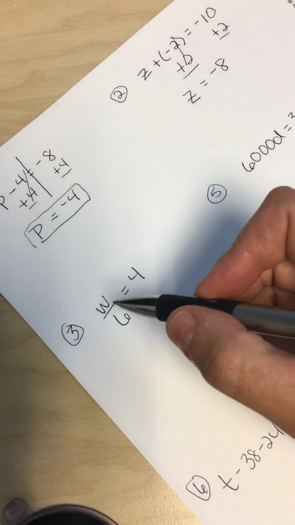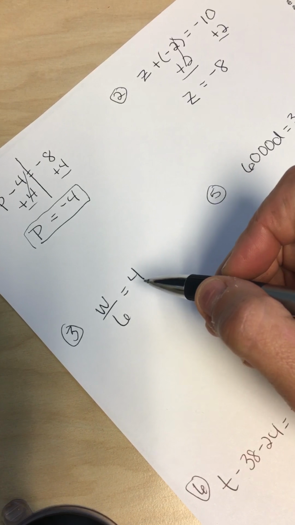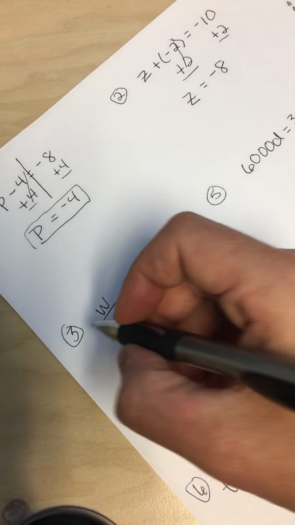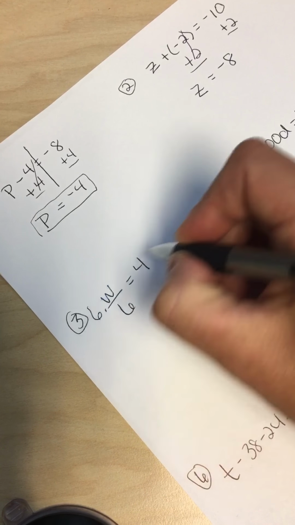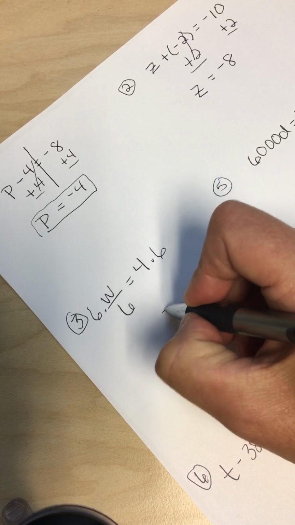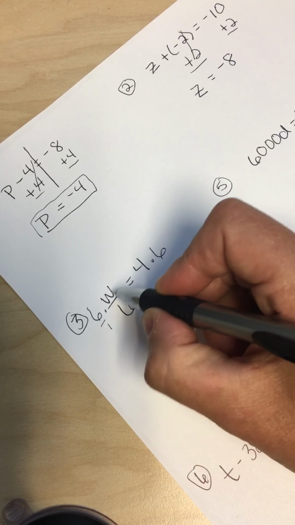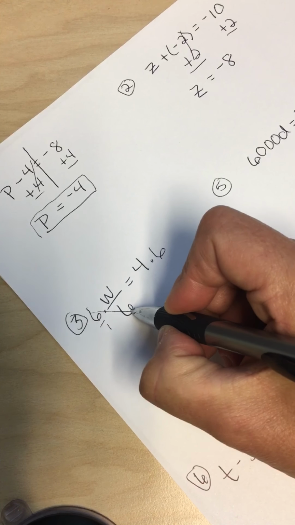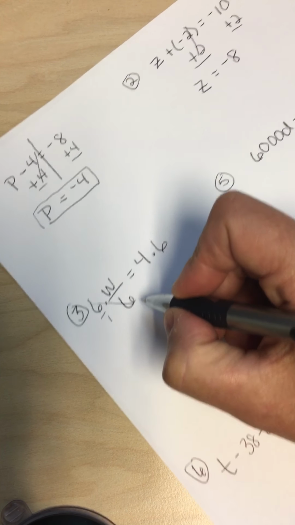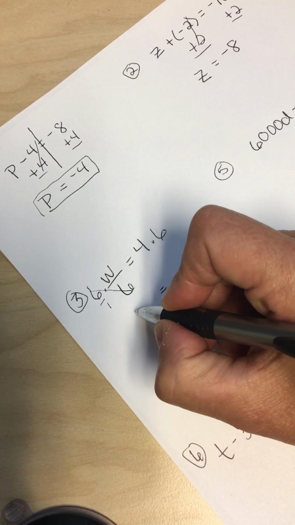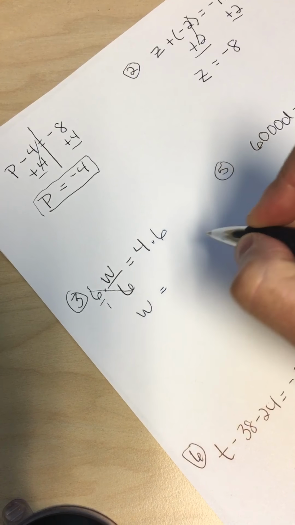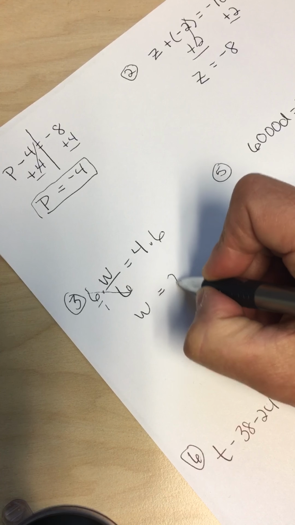Number 3, I have w divided by 6 equals 4. So the opposite of divide is multiply. I'm going to multiply both sides of the equation by 6. Okay, really this is like a 6 over 1, so when you multiply, the 6's will cancel out from top to bottom, leaving you 1w. 1w is the same as w. 4 times 6 is 24.